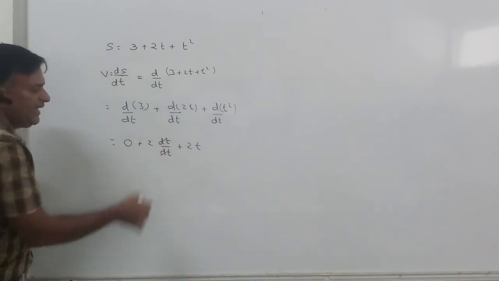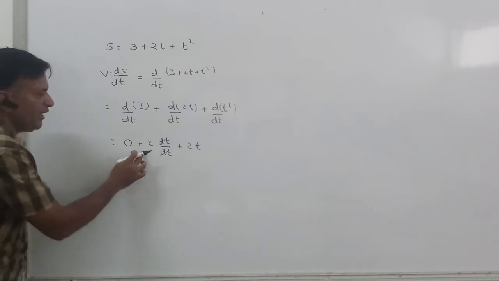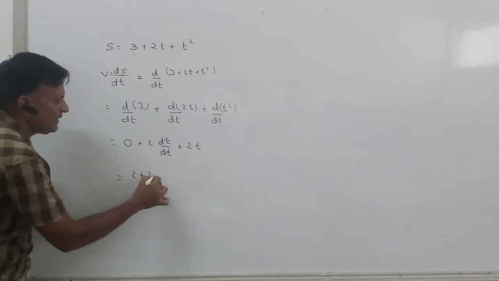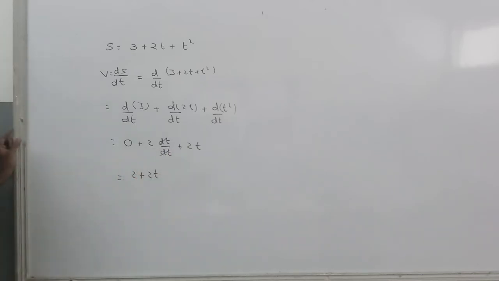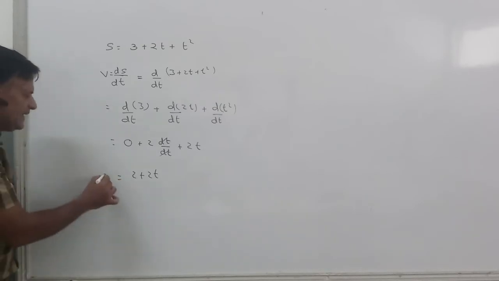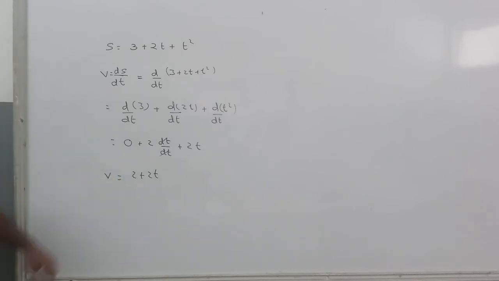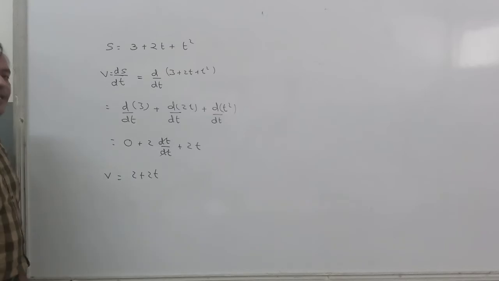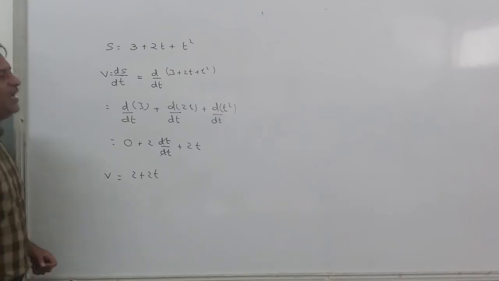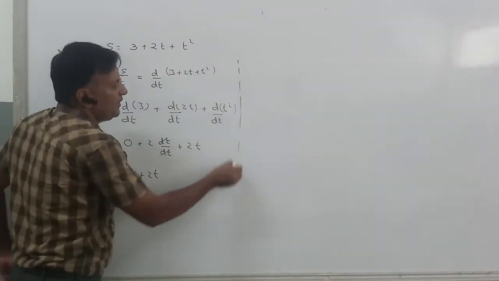Okay, 2t, dt cancels out. What is remaining? 2 plus 2t. It is 2 plus 2t. This is what? This is the velocity or the speed of the particle. Now finding the acceleration. How do you find the acceleration?